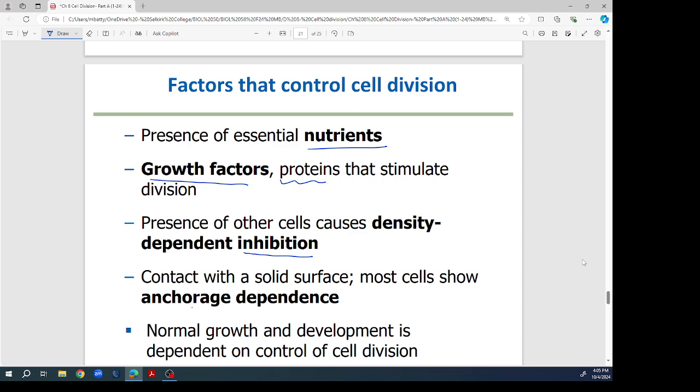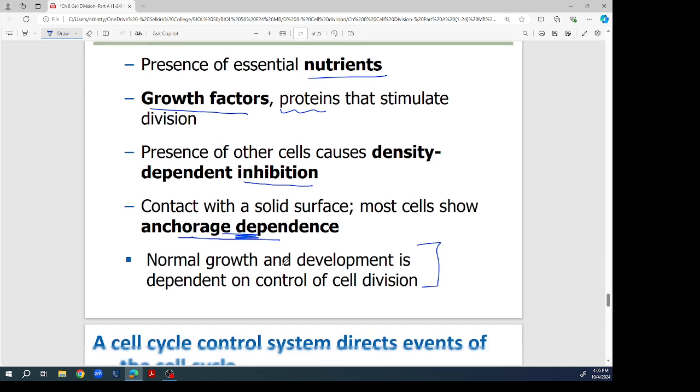The other thing is anchorage dependent. So if I skin my knee or some cells of me are not attached, I'm not going to regrow a person from that. So those cells need to be anchored to the rest of you in order for cell division to happen. And really normal growth and development is contingent on the control of cell division and the regulation of the cell cycle.